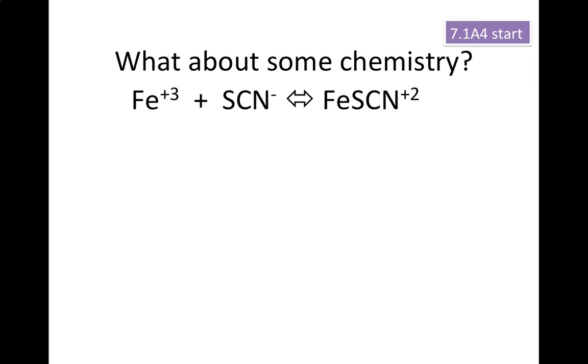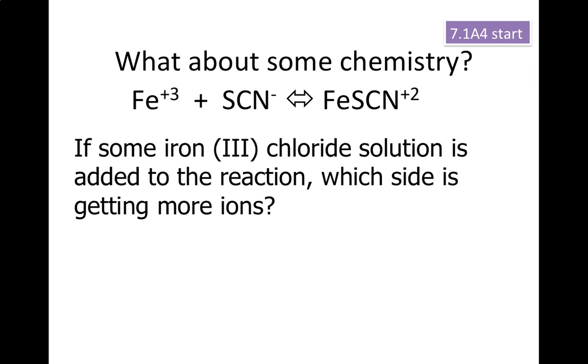So let's put a stress on this system. We are going to add some iron 3 chloride solution to the solution. So I'm adding more of the Fe3+. So that's my stress that I'm doing. I'm adding more to this side. So I'm weighing down this side. Let's look at some teeter-totters.